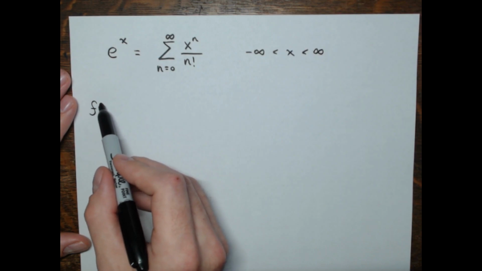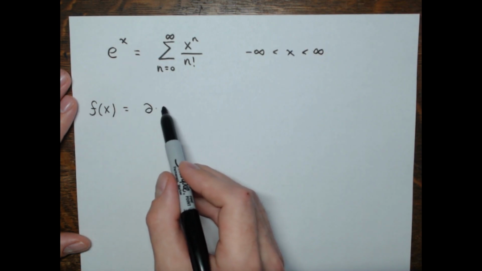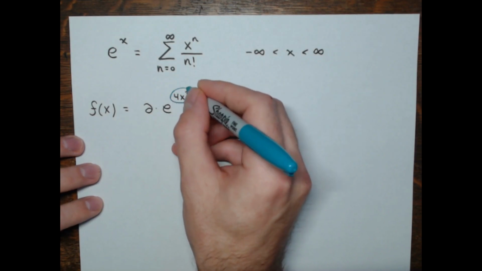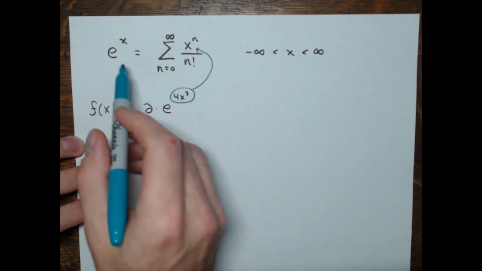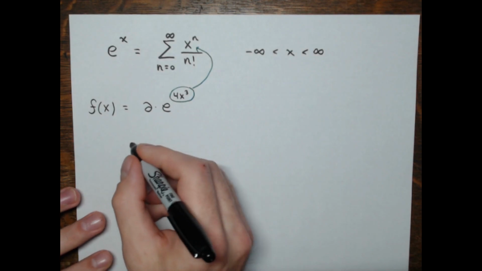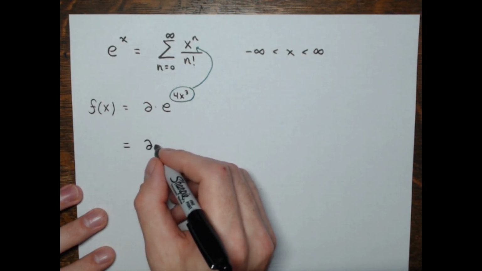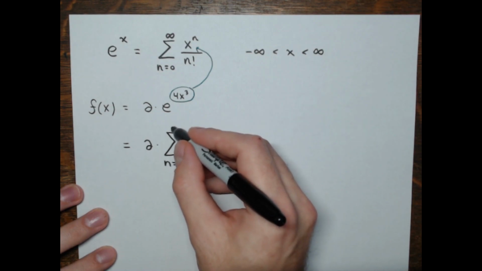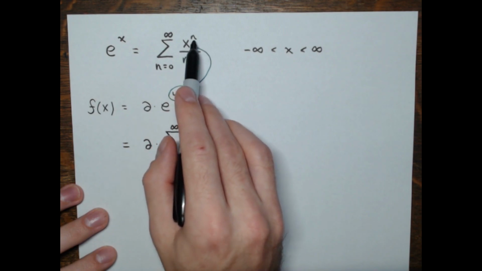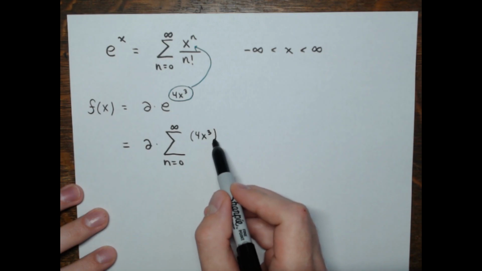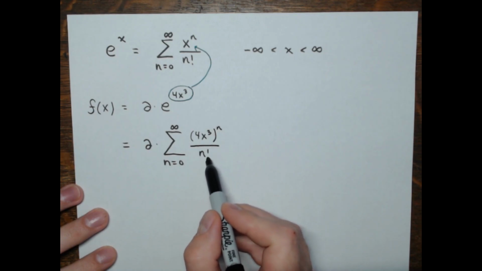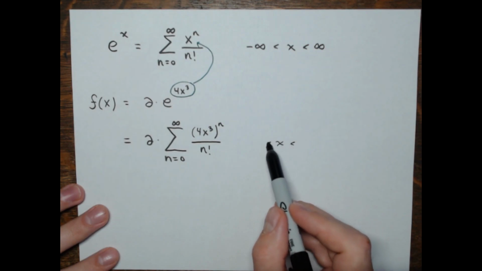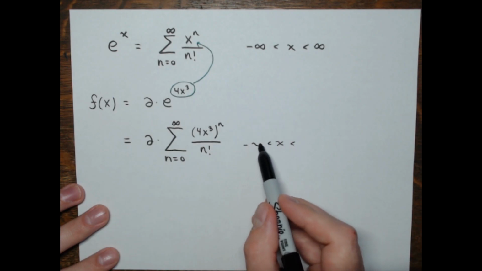Now the function we're given is 2 times e to the 4x cubed power. So this 4x cubed is going to replace x, right? It's not just e to the x, it's e to this, 4x cubed. And that's all I'm doing. So when I write this as a power series representation, this would be 2 times the sum from n equals 0 to infinity of, instead of x to the nth, I'll have 4x cubed to the nth, divided by n factorial. And again, this is all getting multiplied by 2, and no matter what x is, this should work, right? So this is for any value of x. Our series will converge to this function value.